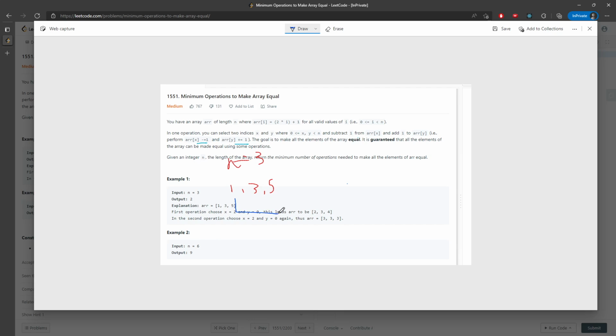For this one, I will have to make the array equal to 3, because 3 is the middle one, and when you find the difference, 3 is actually the shortest path. So I can increment 1 and decrement 5, and I do it again, which gives 3 and 3. So how many steps? 1 and 2, 2 steps, right?